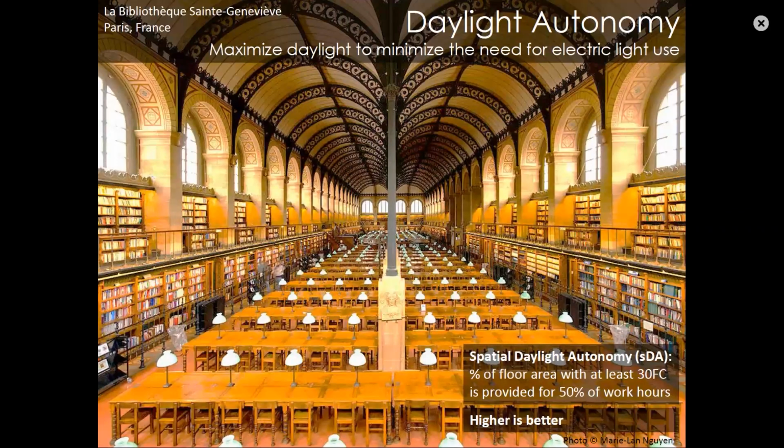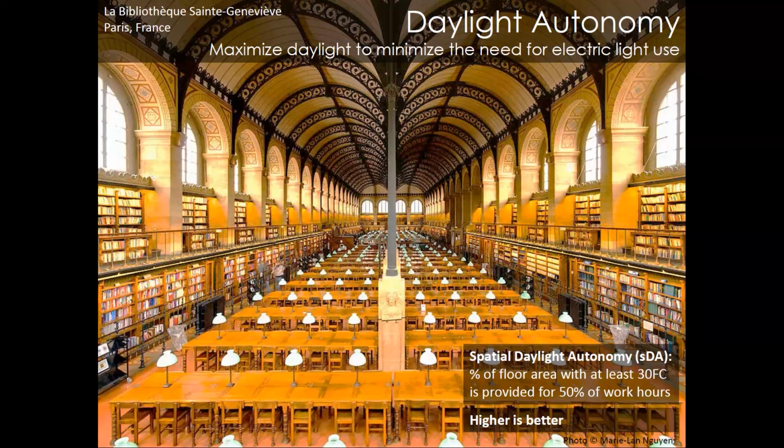The decision to use automated shading on a project is driven by the desire to increase a client's daylight autonomy. A client should want to increase their daylight autonomy because it's going to lead to lower operating costs, a higher return on investment from energy savings, and a more productive work environment. So spatial daylight autonomy, or SDA, is communicated as a percentage of floor area that meets a 30-foot candle illuminance requirement. Assuming glare is controlled, the goal is to get as high a daylight autonomy as possible.